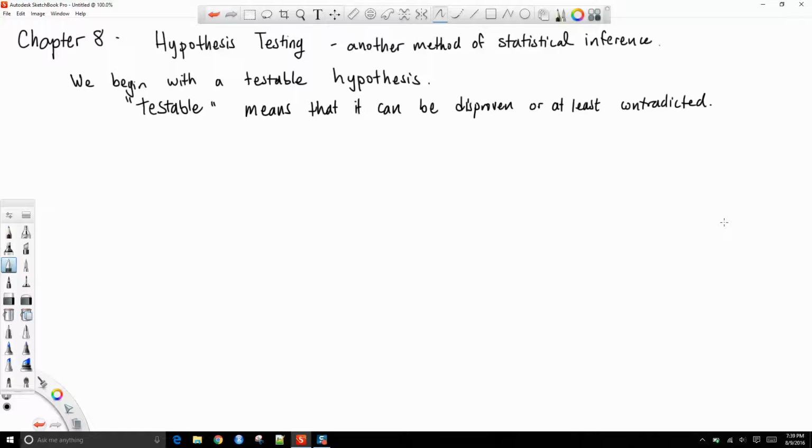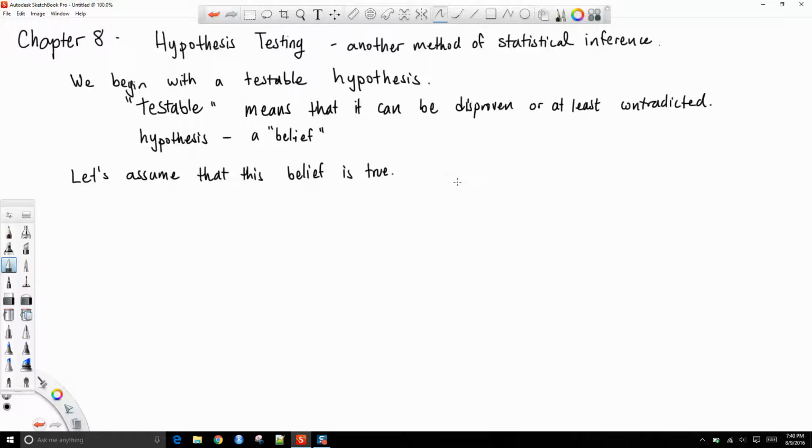Okay, and then we start with that, and the big picture in hypothesis testing is we say, okay, well, let's just assume that this hypothesis or this belief is true. The hypothesis is kind of like a belief. Okay, and then we just say, let's assume that this belief is true.